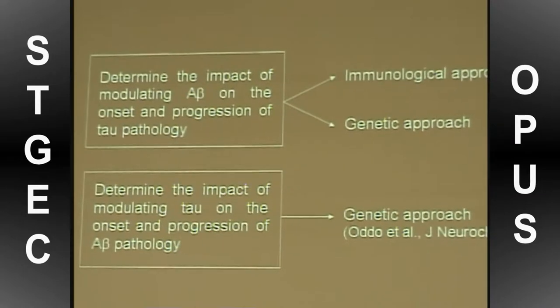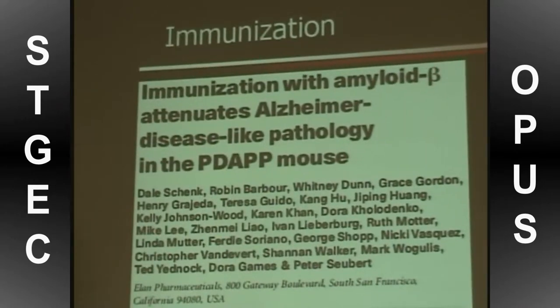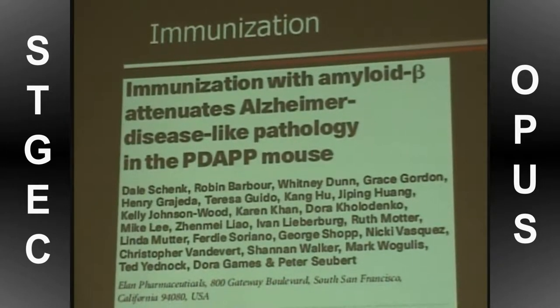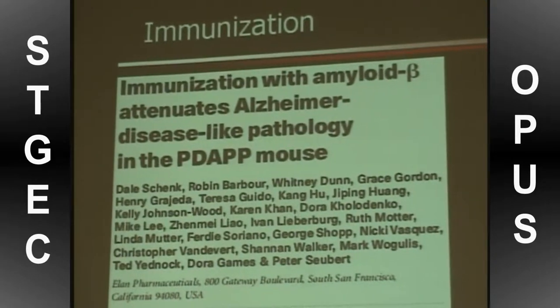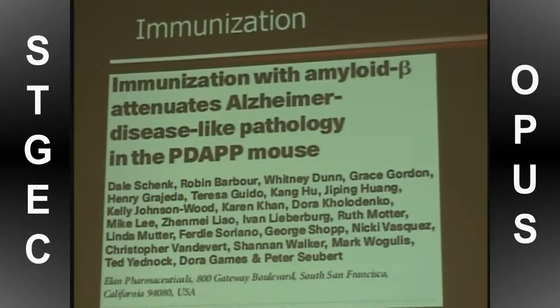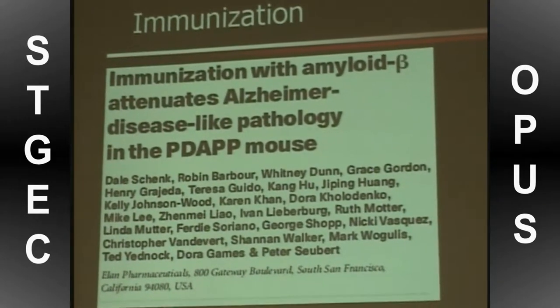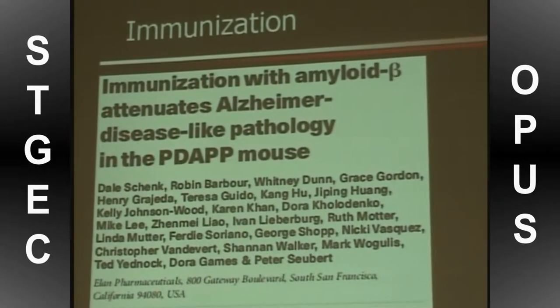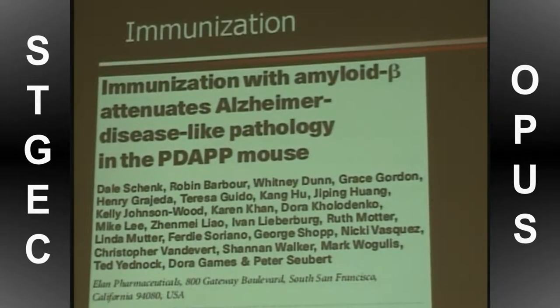First, we used an immunological approach. This is based on some early work done by Elan Pharmaceuticals in San Francisco. In 1999, they published a paper in Nature showing that immunizing APP transgenic mice, which have plaque pathology, with A-beta peptide leads to the clearance of these deposits from the brain and rescues the cognitive decline.